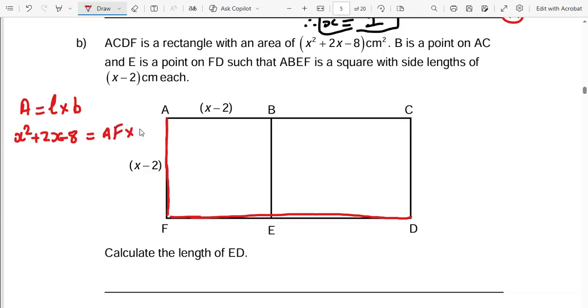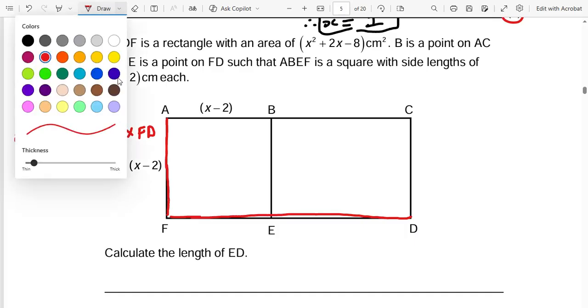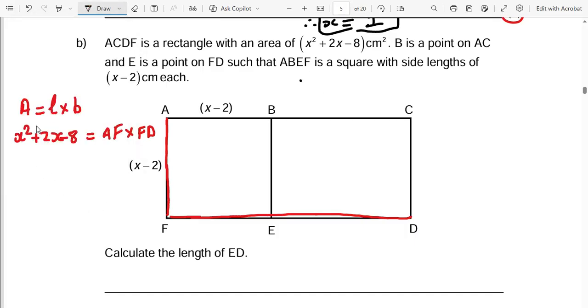This is multiplied by FD. But we are coming to that. I'm just trying to analyze what this question is saying. So the area is length times breadth for a rectangle, and the area is given as this, and this is AF. I haven't yet known what the question is saying. I'm just trying to understand what is going on here. AF, that's x minus 2. Let me just leave it like this for now, because we know that AF is x minus 2, and FD, I don't know what FD is, but let's try and see what the question is saying.